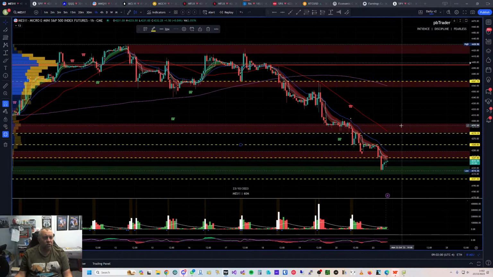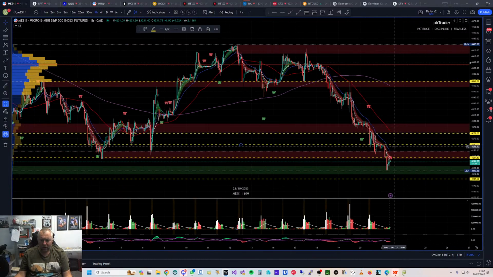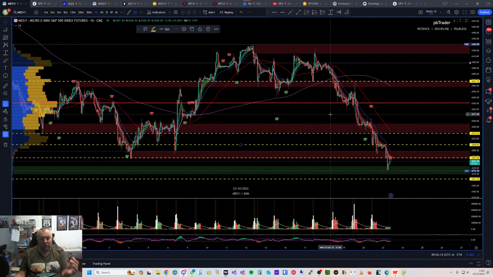So currently on my screen is the 1 hour time frame for the MES, which is the same as the ES chart, and that is the micro E-mini S&P 500 futures. I've cleared all my lines off today. I like to have a bit of a reset sometimes. I cleared everything and I've just redrawn all my new supply and demand zones and my levels as well. It was getting a bit messy where I'd been adding in.